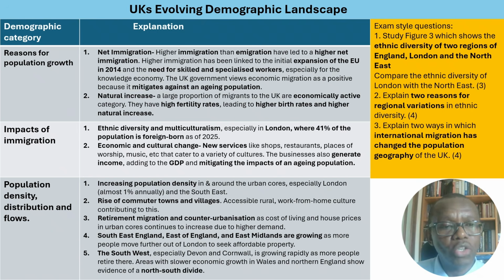So what are the impacts of that immigration then? One of them is ethnic diversity and multiculturalism, especially in the core regions such as London. London, for example, has 41% of the population being foreign-born as of 2025. Now, that's quite a significant number of the population that are not born here in the UK. It's almost half. So 41% means that 4 out of every 10 people, or 2 out of every 5 people in London, is foreign-born.